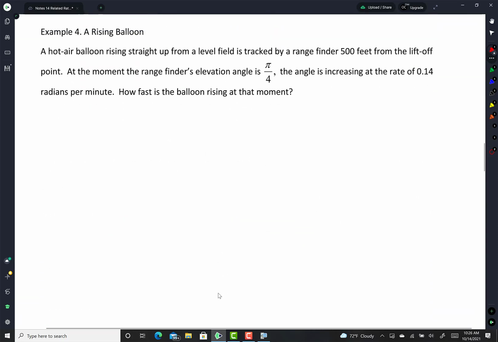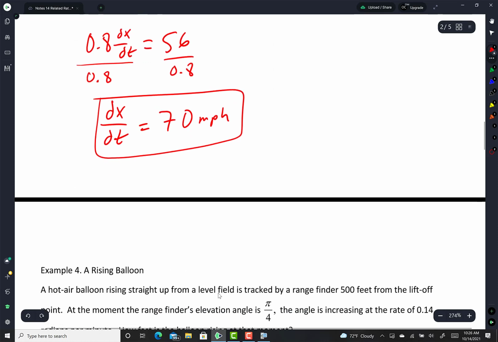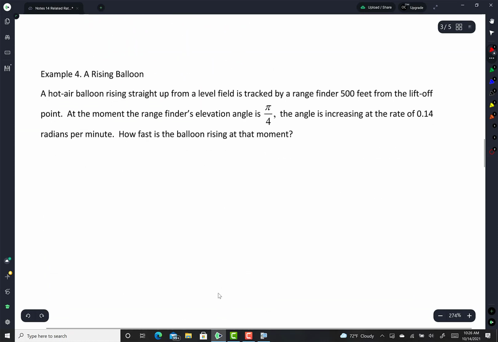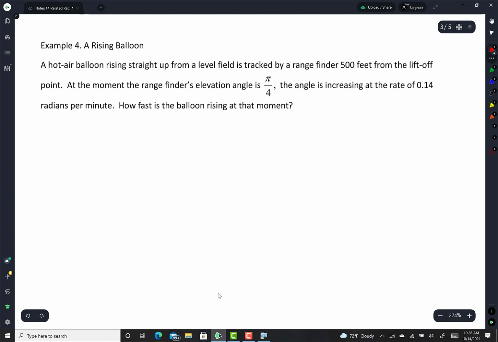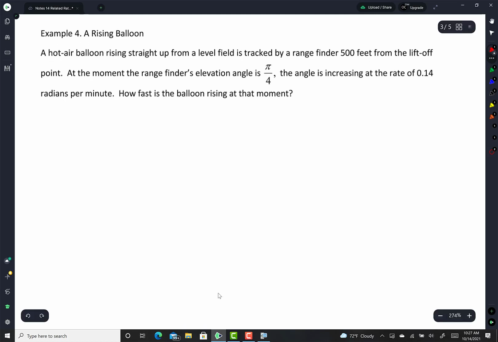Ooh, I like this one a lot. You're going to like it. It's a rising balloon. A hot air balloon rising straight up from a level field is tracked by a rangefinder 500 feet from the liftoff point. Okay, so sketch a drawing. Not yet. Well, you can if you want to start. At the moment, the rangefinder's elevation angle is pi over 4. The angle is increasing at a rate of 0.14 radians per minute. How fast is the balloon rising at that moment?